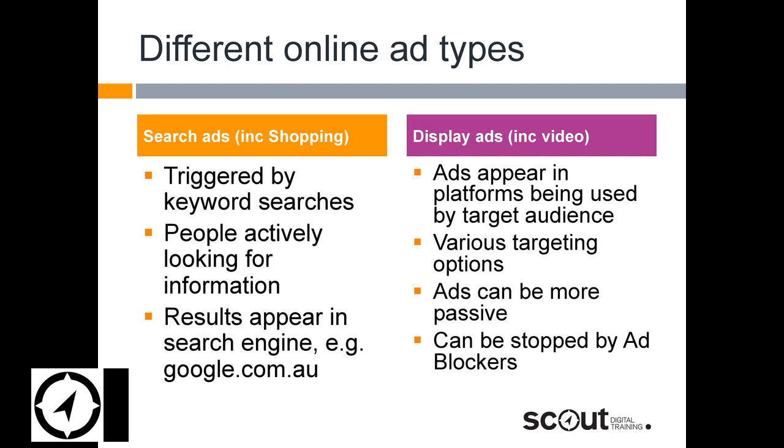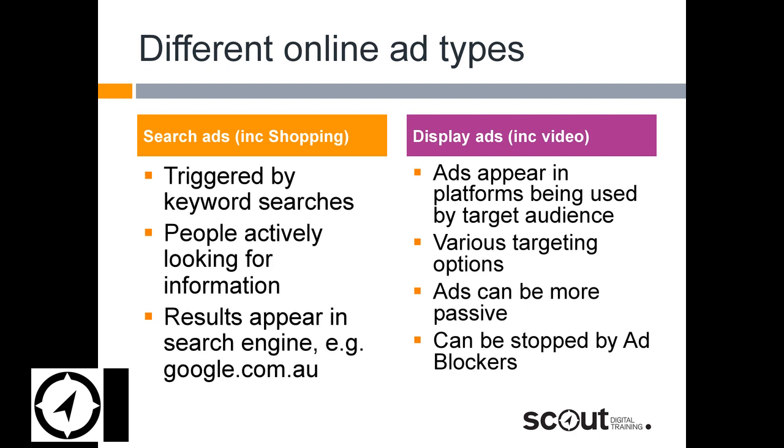And then on the other side of the coin, broadly, we look at display ads, which can include video as well. Display ads are the ones that cross both Facebook ads and Google ads in our discussion, because that's where the ads are appearing in the platforms being used by target audiences. And there's a whole range of targeting options available. Ads in those senses tend to be a bit more passive, because we're actually pushing them at people. So I liken these two ad types to that push-pull mentality, which is one of the big differences.